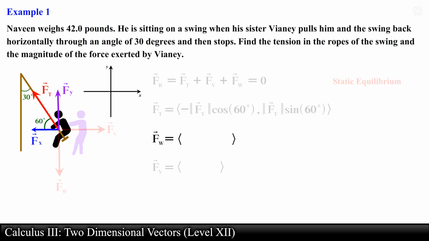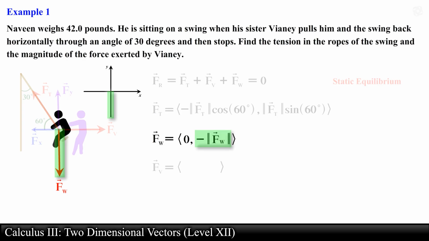Alright, now let's find the components of the gravitational force acting on Naveen. Since the gravitational force is always pointing towards the center of the Earth, it will only have one component. In this case, the vertical or y component and its magnitude will be equal to Naveen's weight. Also notice that it will be negative since it is pointing in the direction of the negative y-axis. So the components of the gravitational force are going to be equal to 0 for the x component and negative 42 pounds for the y component.